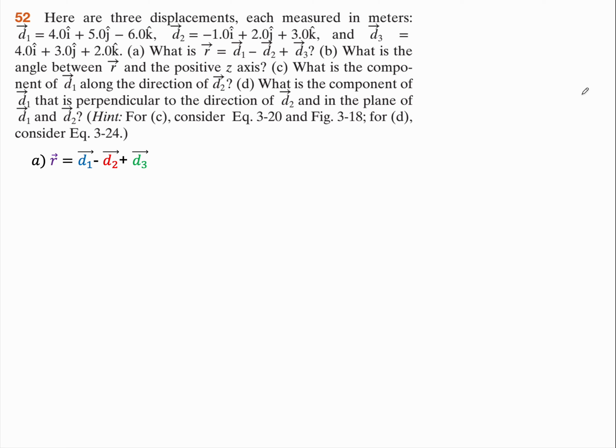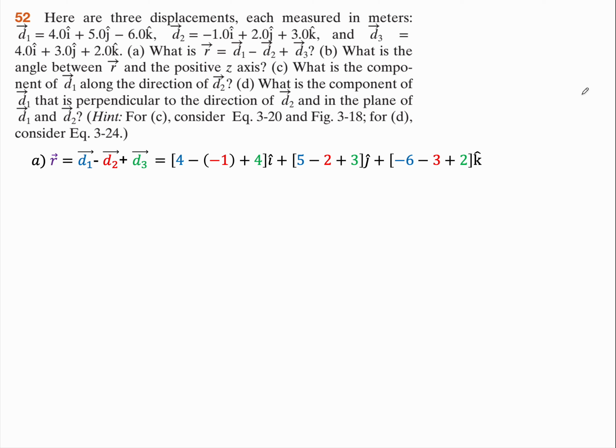In number 53, we have three displacements, d1, d2, and d3. And the first question is, what's r, which is d1 minus d2 plus d3. So down here in A, we've got r, and I'm going to go ahead and break it in. Remember, when you're adding or subtracting vectors, you just have to add the components.